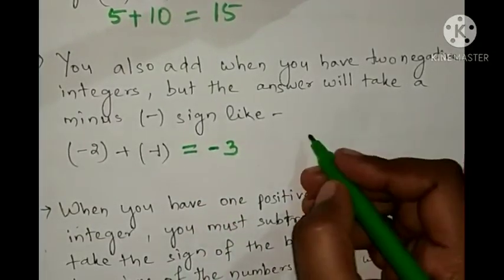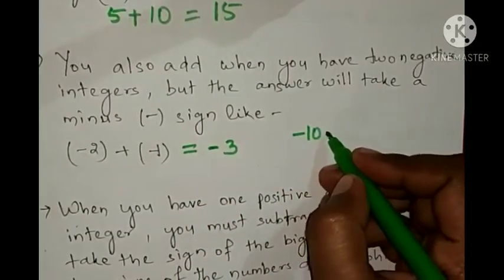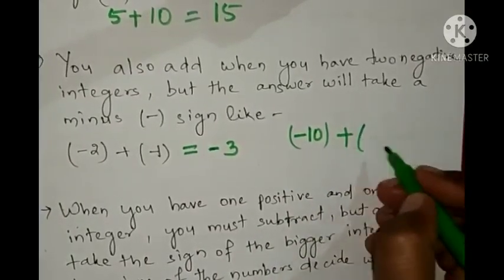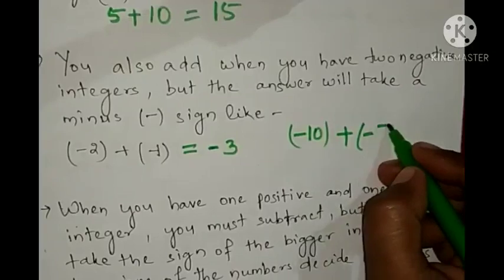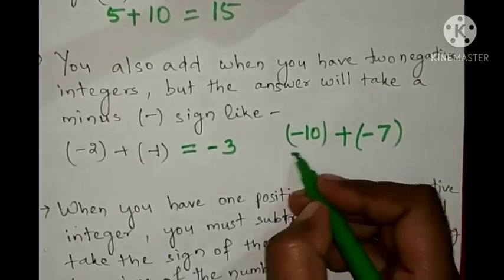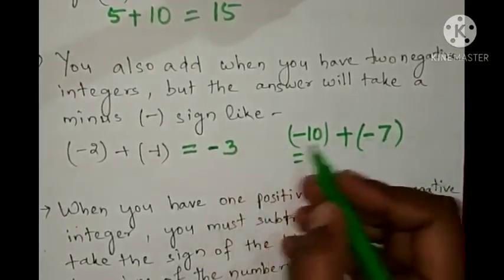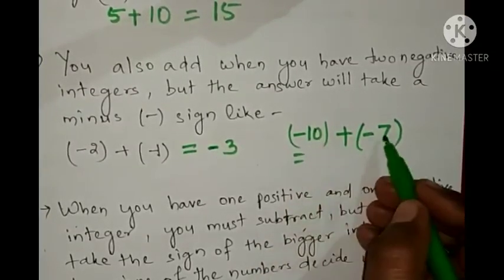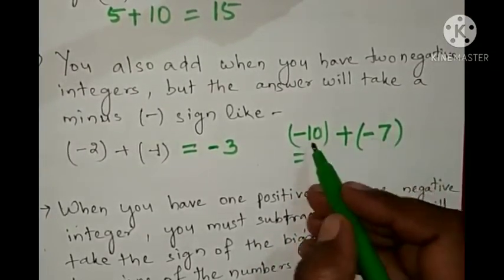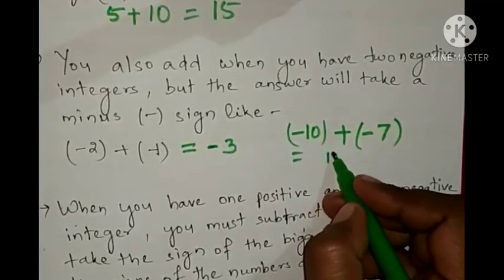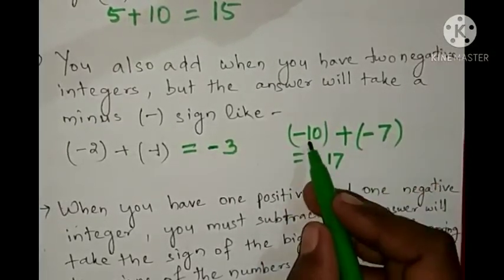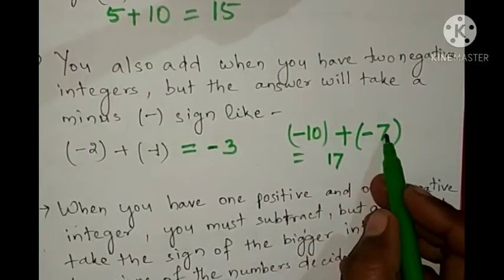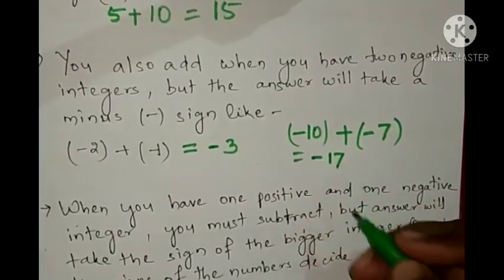Like minus 10 plus minus 7. Both are negative, so you add the numbers first. 10 plus 7 equals 17. Forget about the signs at that time, just add the numbers. Then put the minus sign.